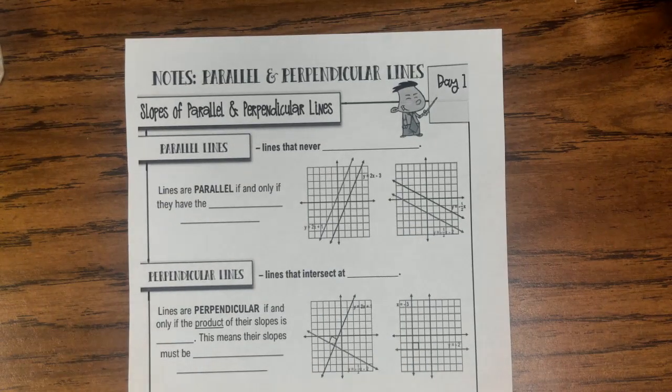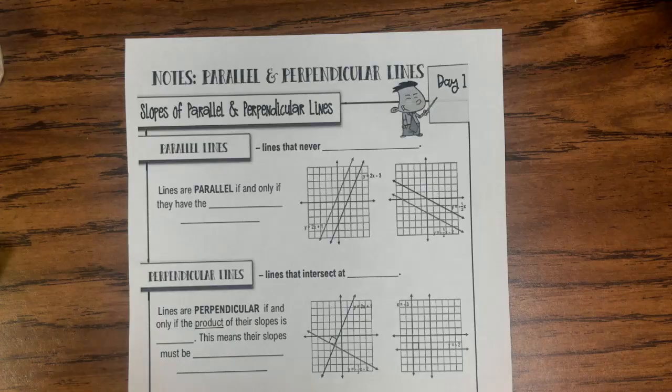Today we're going to be covering parallel and perpendicular lines. So we're just going to do the intro, which is basically identify what makes it parallel and what makes it perpendicular. So make sure you have your highlighters. You need 2 of them. And of course your pencil. So we're going to go ahead and get started.